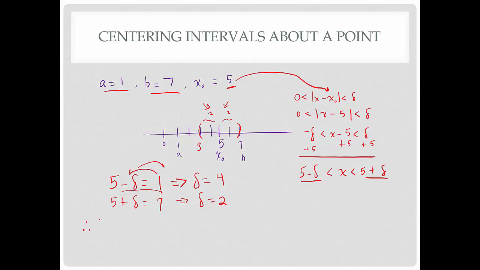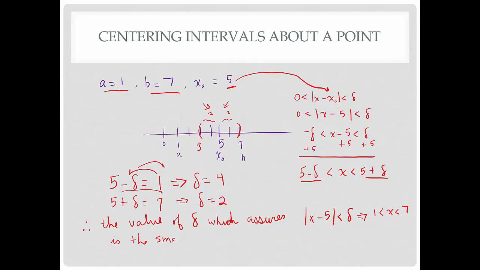So therefore, the value of delta, which assures x minus 5 stays within this delta, and it's centered between this 1 and 7, is the smallest value, which in this case is my delta equals 2. So that's how I ended up getting this 2.